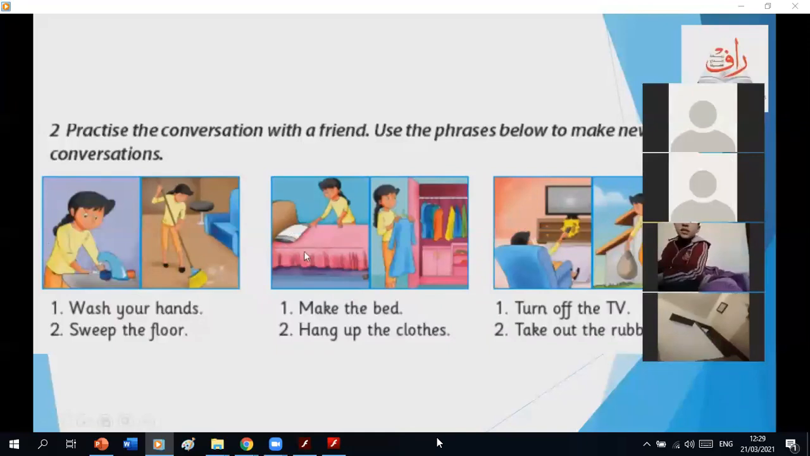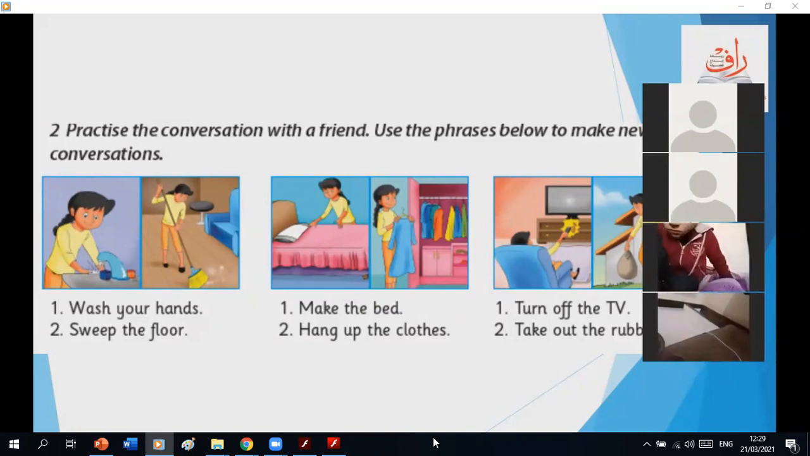Let's go to picture number two. This question is only for the conversation, so we are talking to each other, okay? We are not going to do anything for this question. We are just going to read and make a conversation. Picture number two. Read number one and number two.